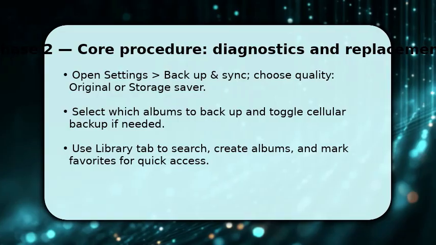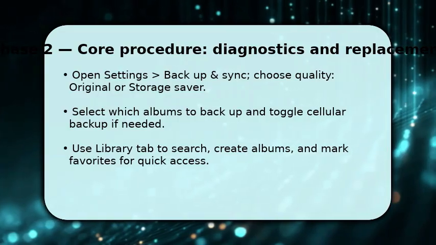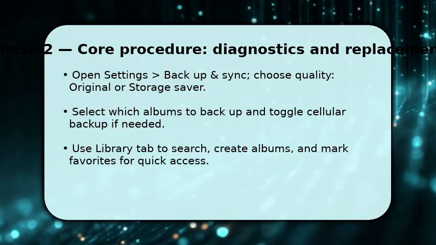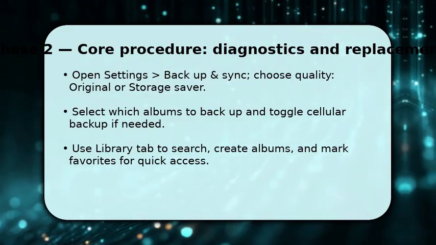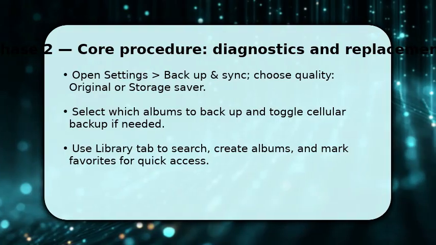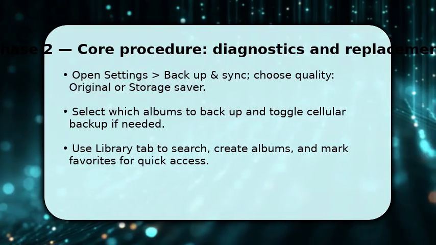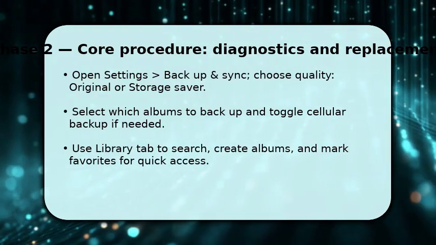Next, you configure backup and sync so Google Photos stores your images. Go to Settings and pick Original or Storage Saver. Original keeps full resolution while Storage Saver saves space. Then select specific albums to include and decide if cellular backup is allowed.